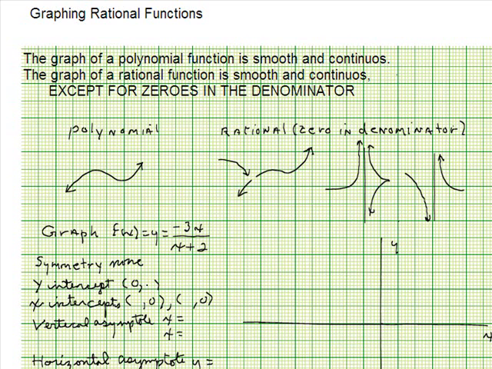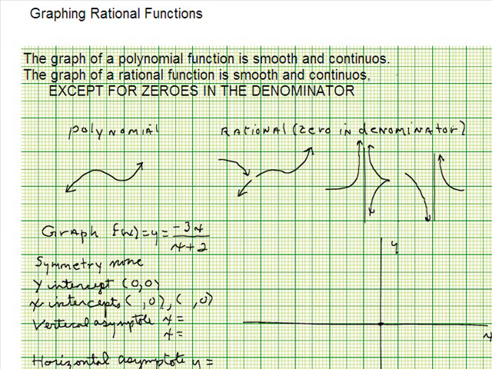Let's look at your y-intercept. You get your y-intercept by setting x to 0. If x is 0, the numerator is 0 and the denominator is 2, 0 over 2 is 0, so my y-intercept is (0, 0), and I'm going to put it on the graph. There it is.